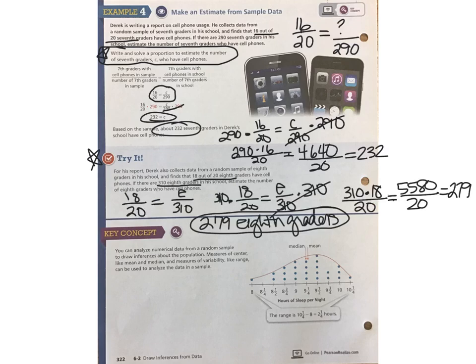You should have gotten 279 eighth graders. The proportion that you need to set up to solve this looks like this: 18/20 equals E over 310. So we're looking for what is equivalent to 18 out of 20 if there are 310 eighth graders total.